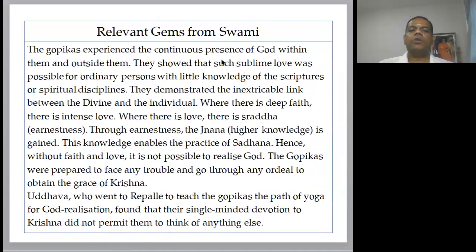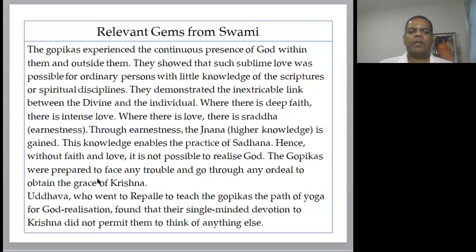The Gopikas experienced the continuous presence of God within them and outside them. They showed that such sublime love was possible for ordinary persons with little knowledge of scriptures or spiritual disciplines. They demonstrated the inextricable link between the divine and the individual. Where there is deep faith, there is intense love. Where there is love, there is shraddha, earnestness. Through earnestness, the jnana, higher knowledge, is gained. This knowledge enables the practice of sadhana. Hence, without faith and love, it is not possible to realize God.